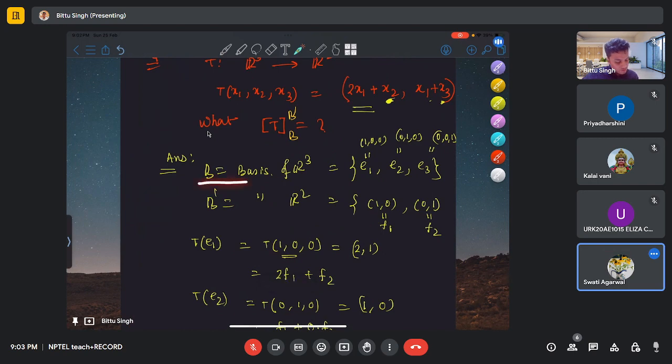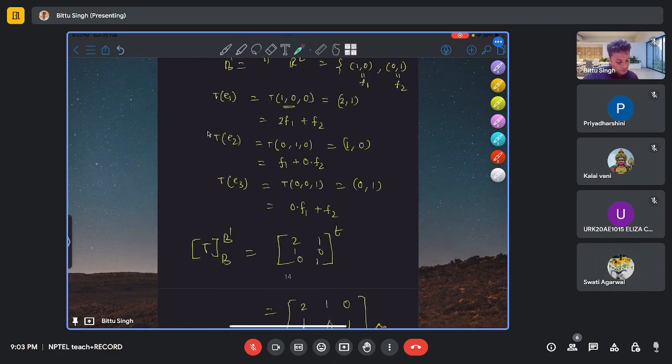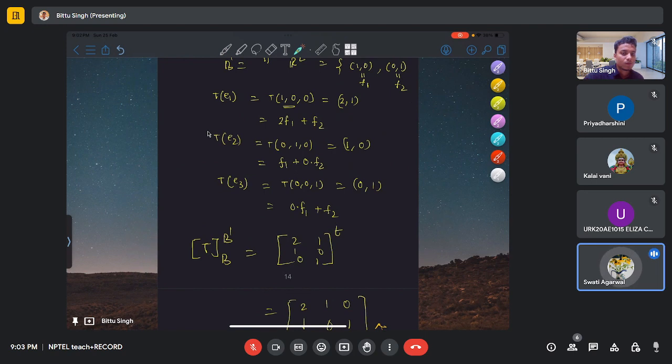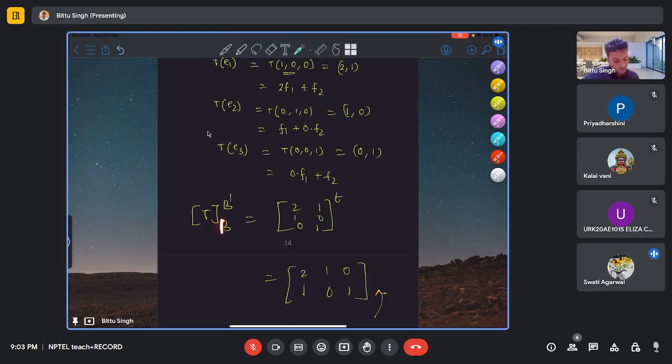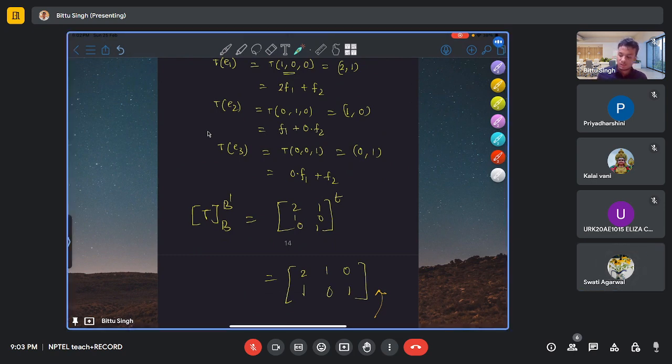Here B is the basis for the domain R3, and B dash is another ordered basis for the codomain R2. Those are given. Now we are trying to write T as a matrix. But T is not a matrix; we can write it as a matrix multiplication. So B is the basis for the domain and B dash is the basis for the range. This is how we write it.